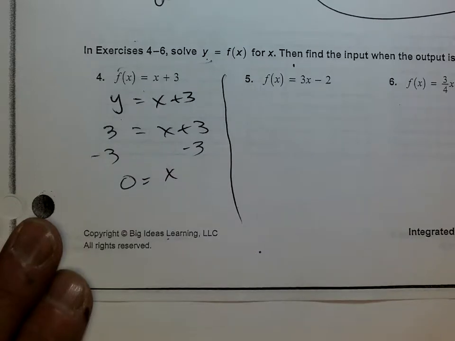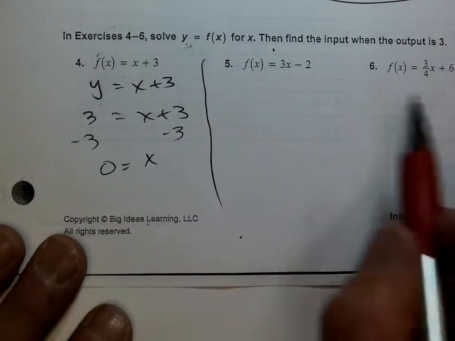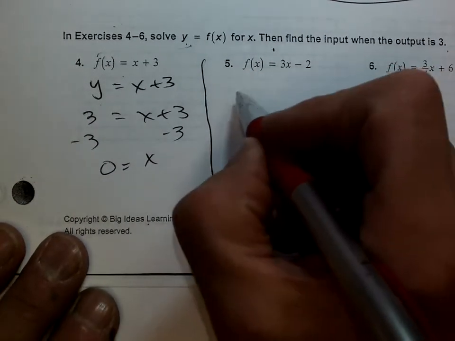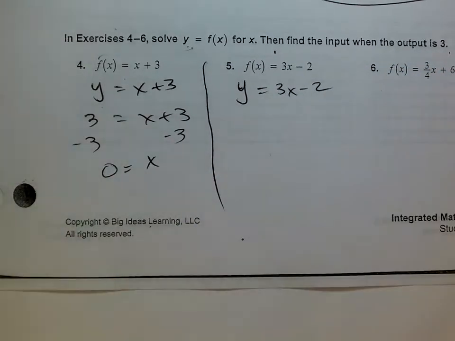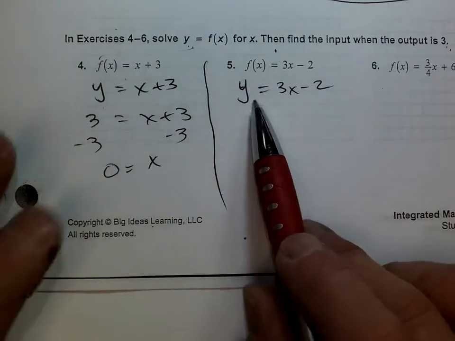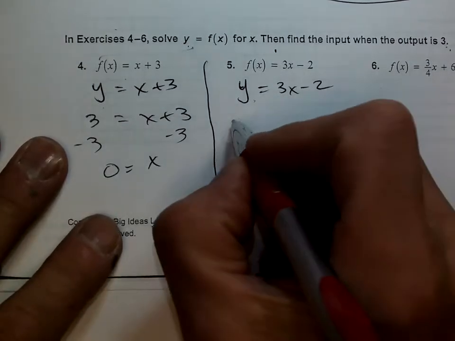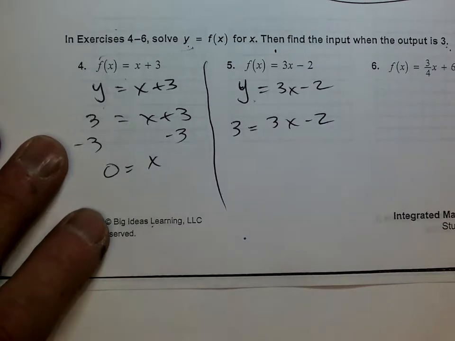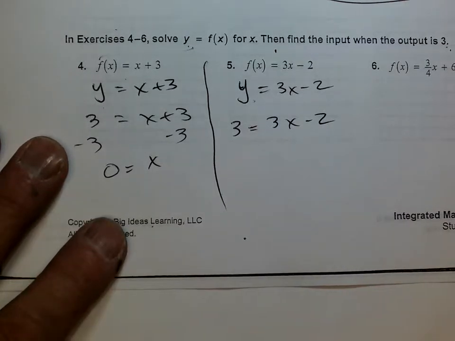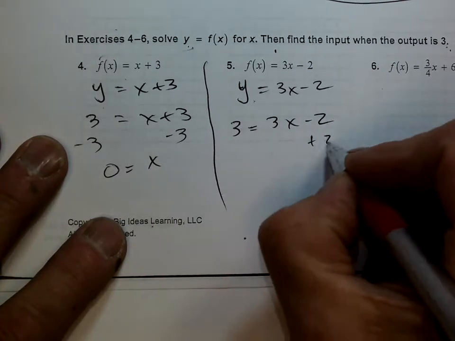Five. Output's 3. This is y equals 3x minus 2. Remember, f of x and y are the same thing. You guys good with that? If f of x freaks you out, just write y, okay? So the output would be the y, right? So 3 is equal to 3x minus 2. Solve for x. Plus 2, plus 2.